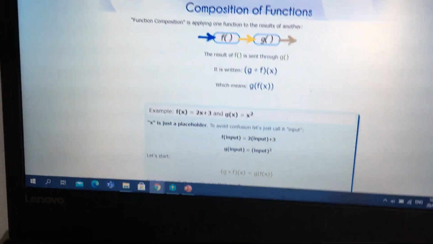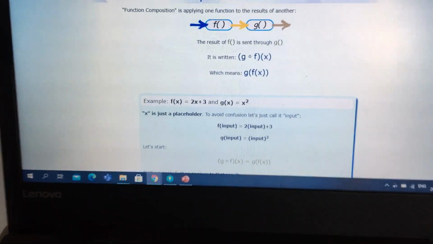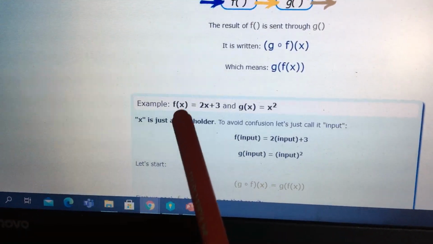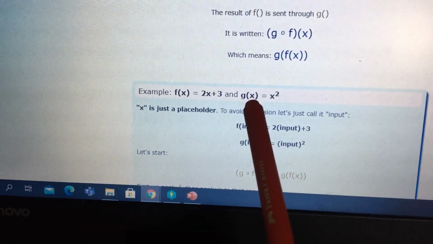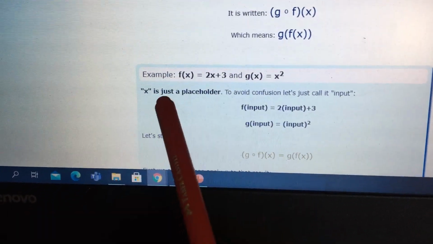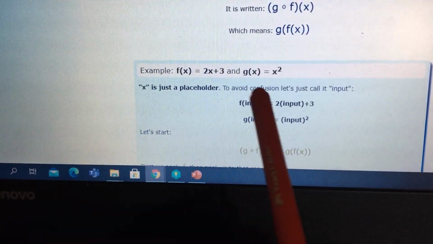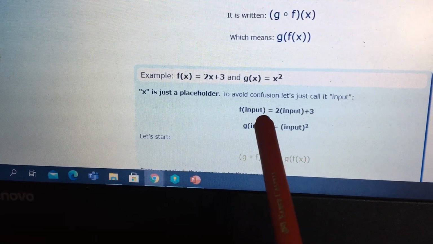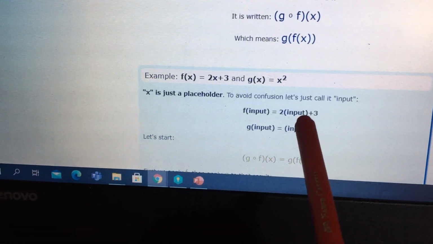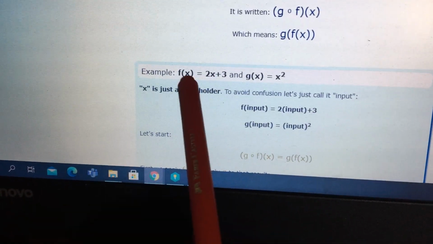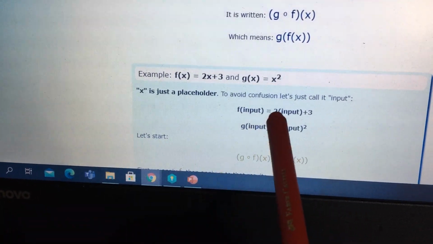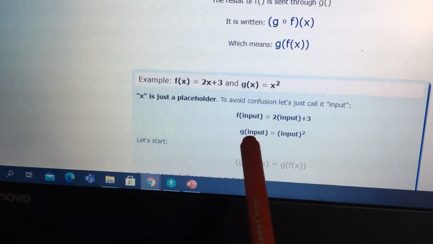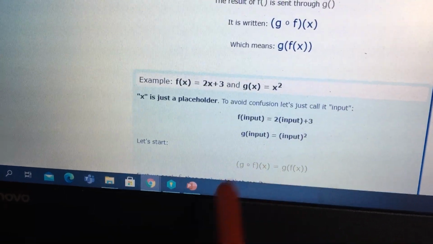So for example, if you are given f of x equal to 2x plus 3 and g of x equal to x squared. x here is just a placeholder, so to avoid confusion, let's just call it input. So we have f of input equal to twice input plus 3, which we can read as 2 times the input plus 3. And then g of input equal to input squared.